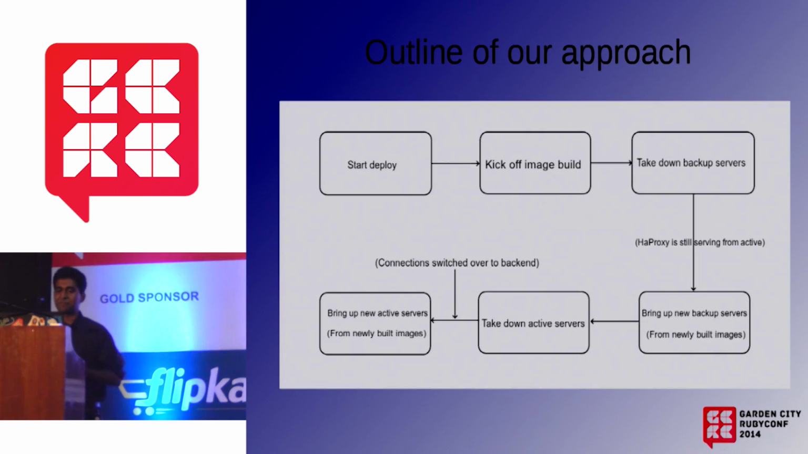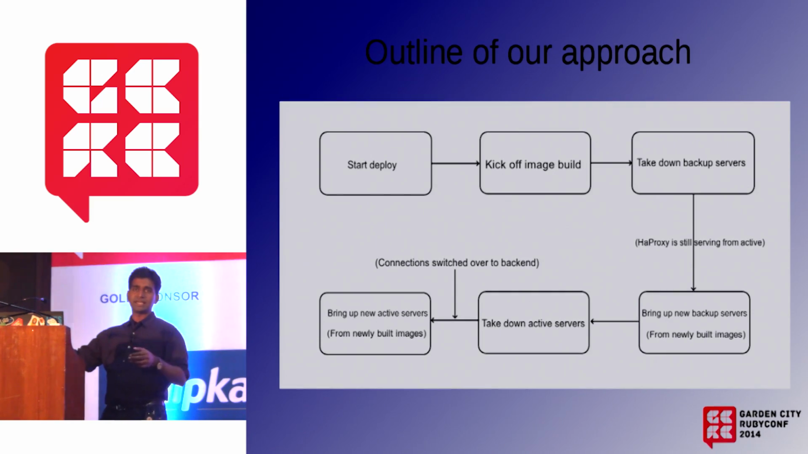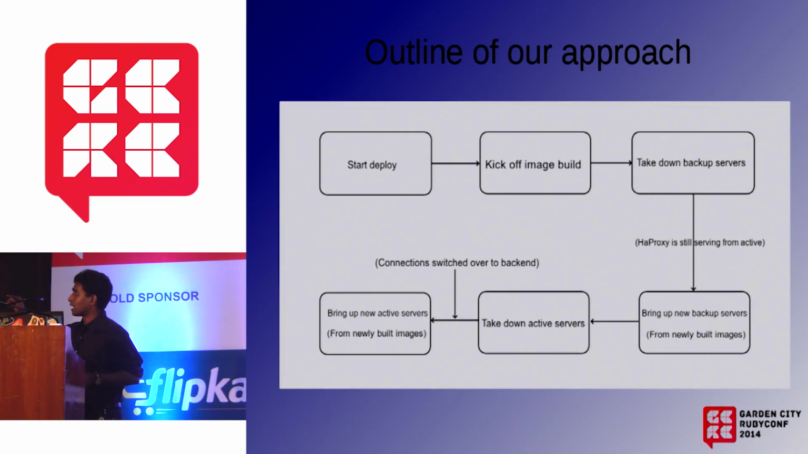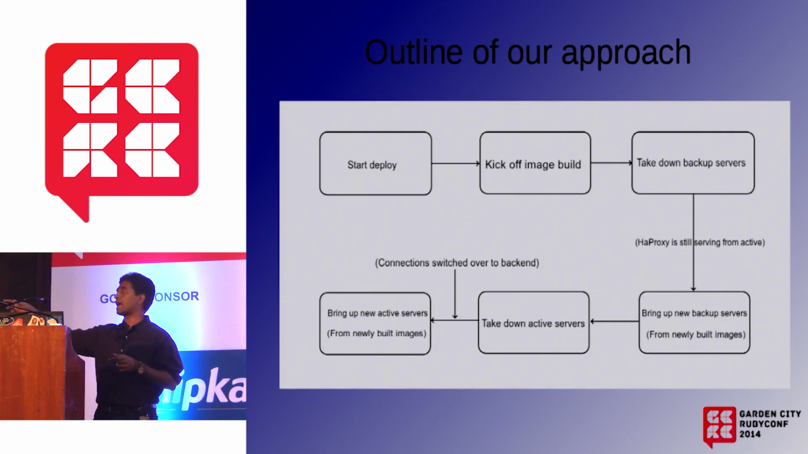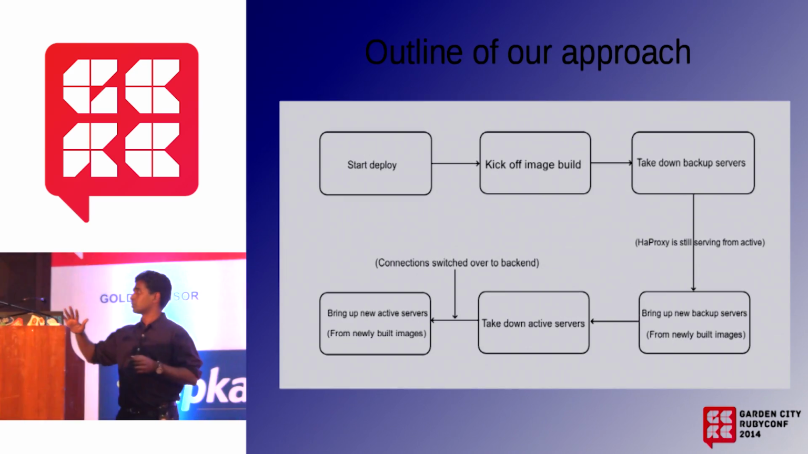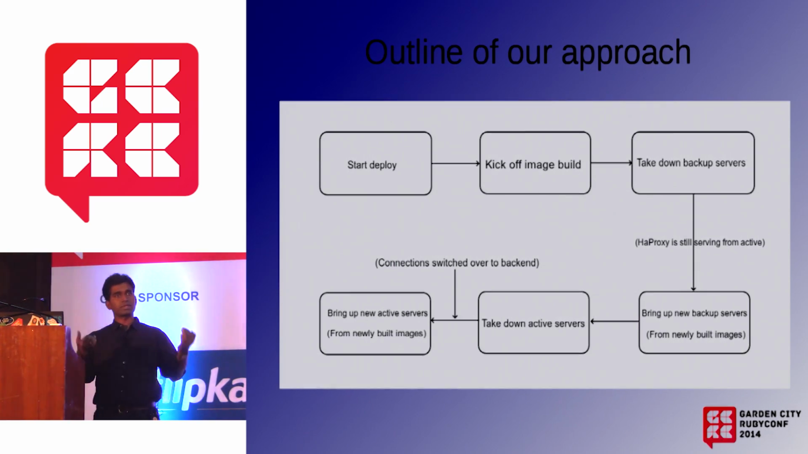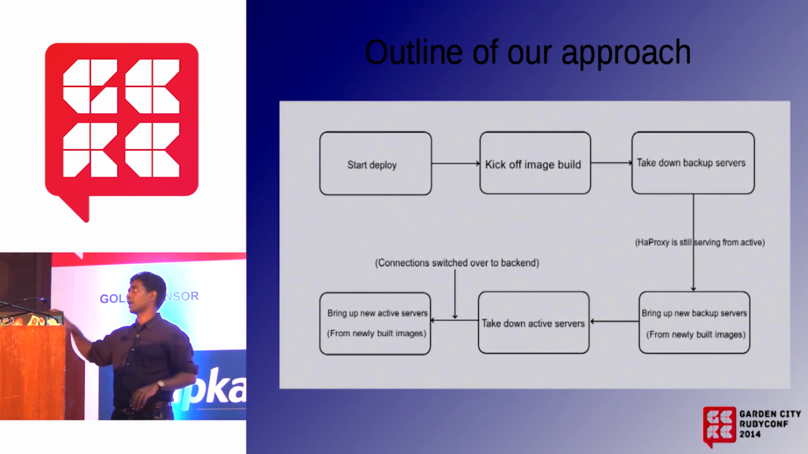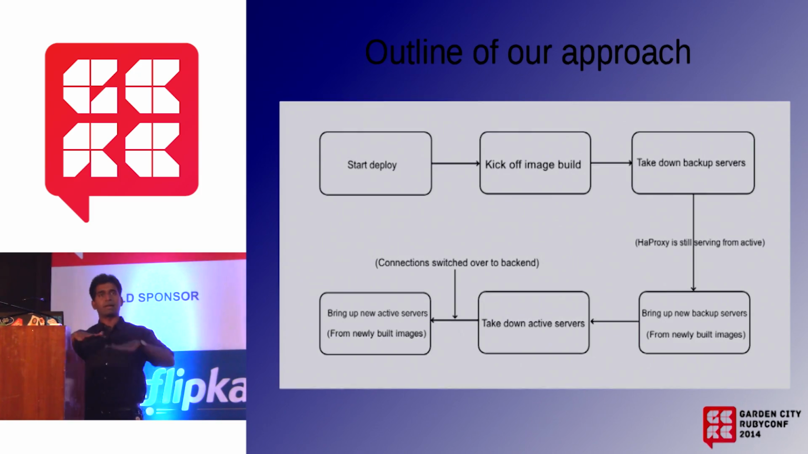So you kick off the deploy, kick off the image build with Docker, and you take down the backup servers. At this point, your HAProxy is still serving from your active servers. Now you bring up the new backup servers with your new image, which was just built when the deploy happened. And then you take down the active servers. After all the active servers are down, the request will come into the backup ones, which are now serving your new code, which has just been deployed. After that, you restart your active servers, and you're back to normal again.